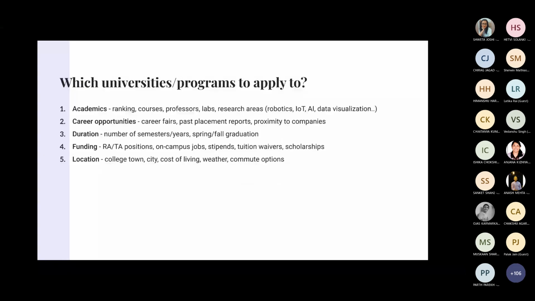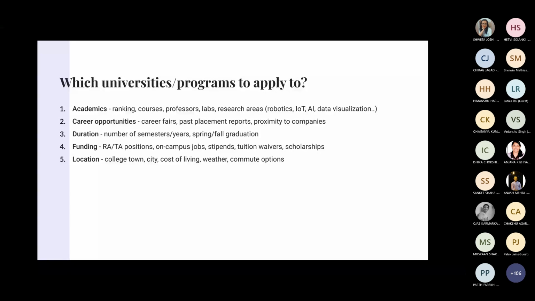So at this point, if you have decided that you do want to do a master's degree or maybe even a PhD, these are some of the considerations you might want to take when deciding which universities or programs to apply to. Academics is really important. So what the rankings are, what are the courses they offer. Sometimes you are interested in a particular professor because he does really good research. So it could be that research areas.